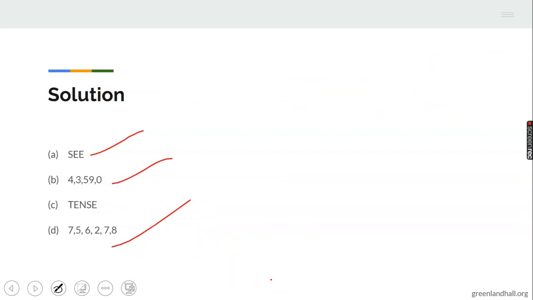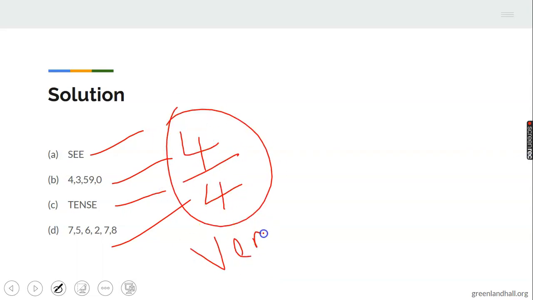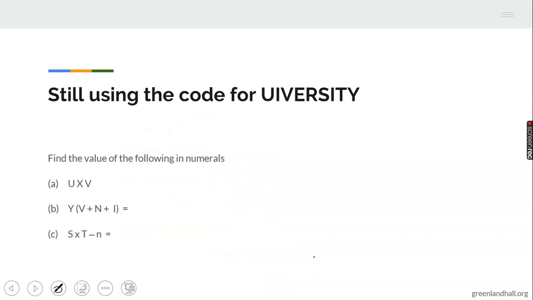Tens. And the answer is tens. You have your 4 over 4. Good. Very good. That's your score there. Now, let's still use the code for university. I want you to quickly pick your biro and solve this for me.